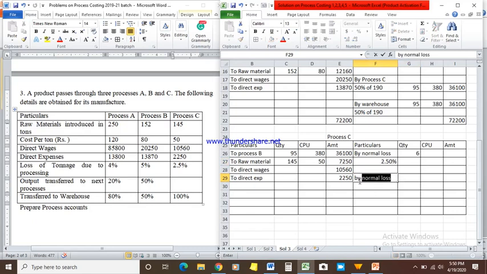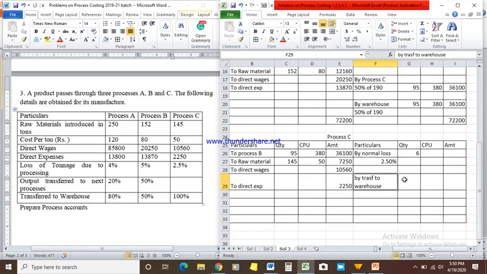Now by transferred to warehouse, because we don't have a next process, so the entire output that is going to occur in this particular C process is going to be transferred to the next stage, that is to the warehouse. So out of 240 total, if I minus the normal loss quantity 6 tons, 234 tons is transferred to the warehouse.